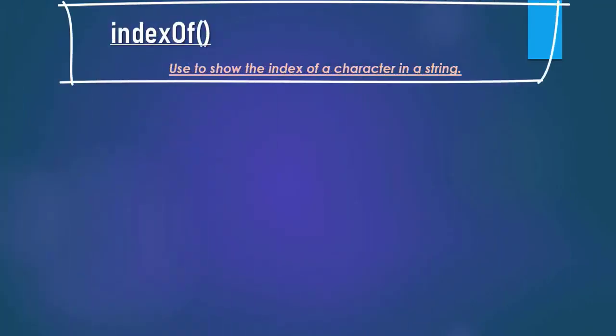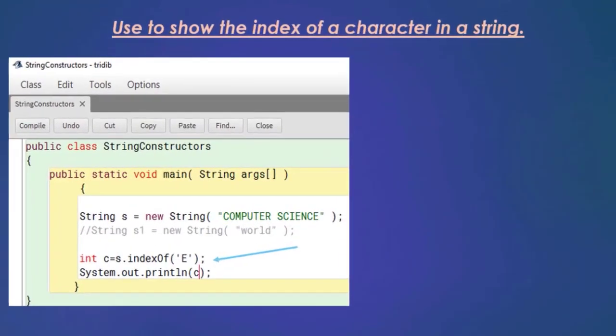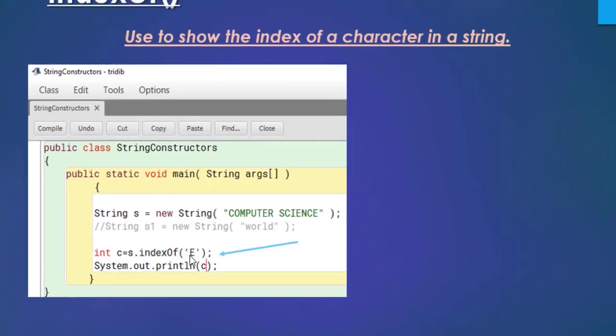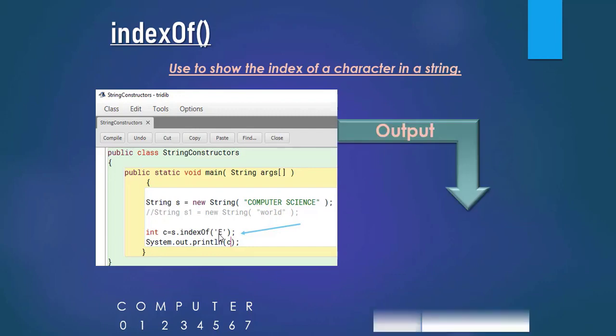Coming to the next function, that is indexOf. This function is opposite to the charAt function. It returns the index of the first occurrence of a character in the string. See the example. Here I am trying to find c equals s.indexOf('e'). Means what is the first position of e in the string. So what is that? It is 6. So the output will be 6 in this case.